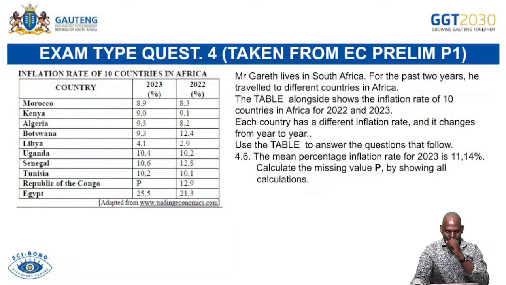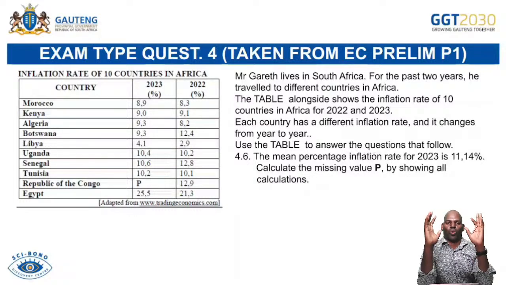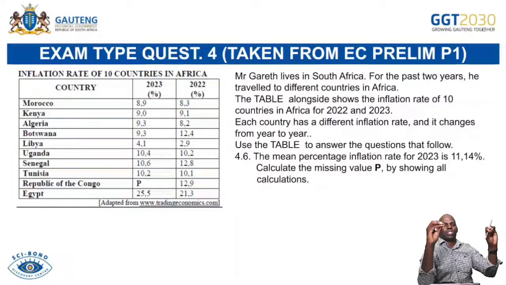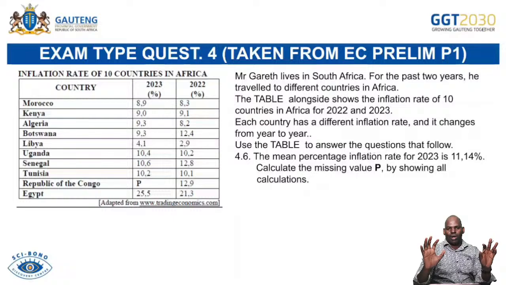Then 4.6: the mean percentage inflation rate for 2023 is 11.14%. Calculate the missing value P by showing all calculations. Now, boys and girls, this is one of those questions which most of us are not used to or don't expect. We are used to a situation where they say calculate the mean, then you just add everything and divide by the number there are. But in this case, they give you the mean, and then they expect you to calculate one of the values.